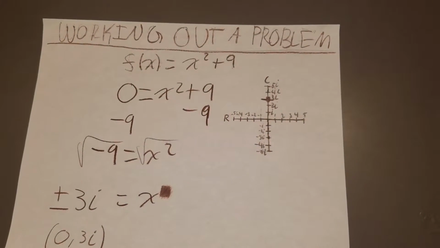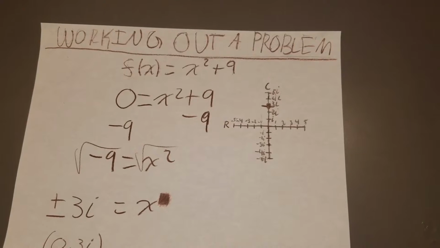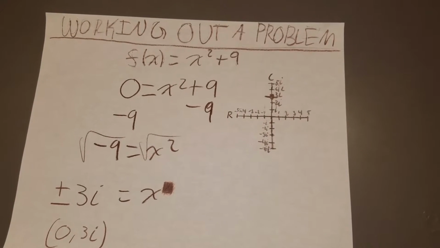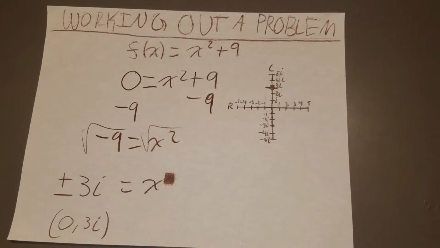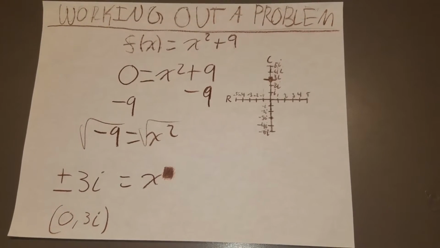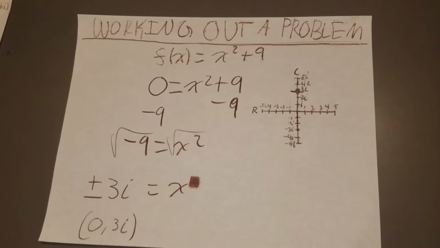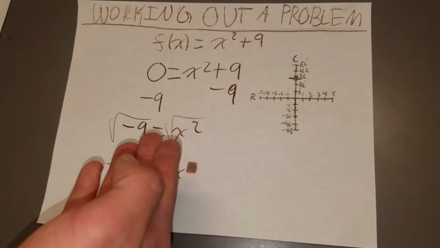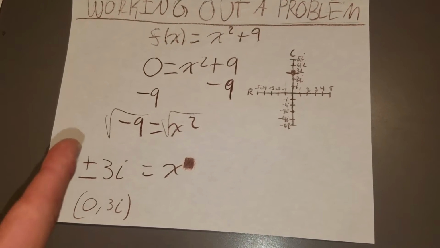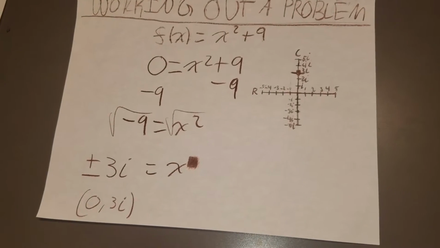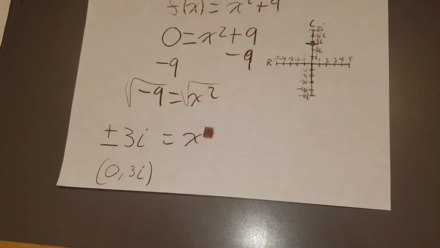Now, let's work out a problem. Here, we have the function x squared plus 9. So, let's set it to 0. First, we'll subtract 9, leaving us with negative 9 equaling x squared. Then, we would square root both sides. But since 9 is a negative, it would now become an imaginary number down here.